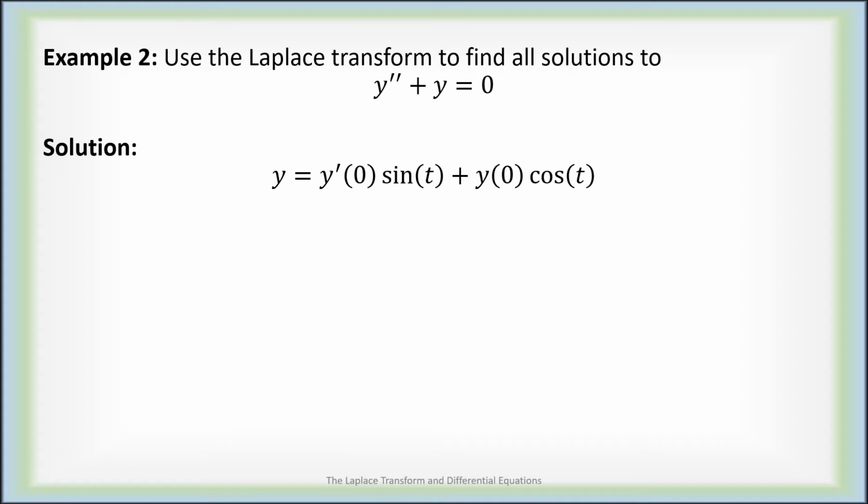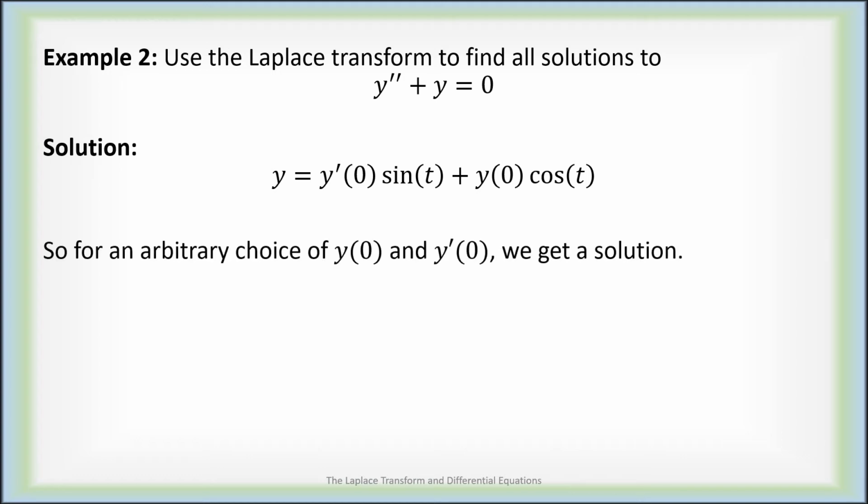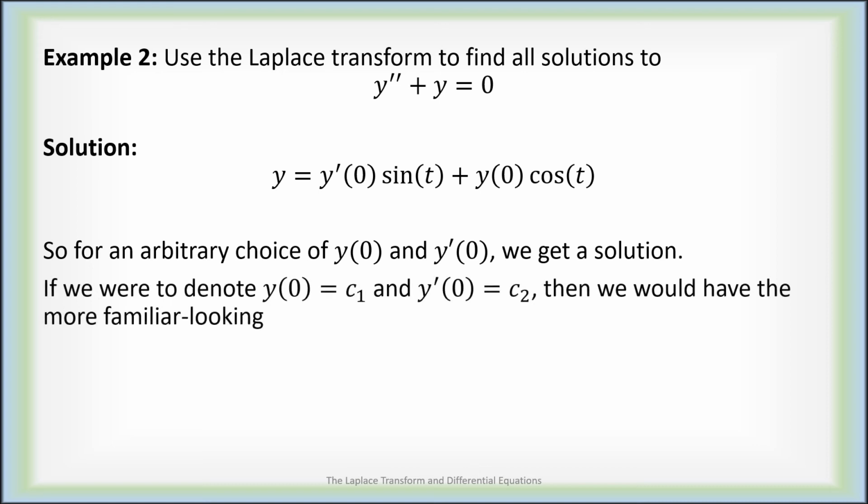So we've deduced that y, to be a solution of this differential equation, must be y prime of 0 times the sine of t plus y of 0 times the cosine of t. For an arbitrary choice, in other words, a choice of initial conditions of y of 0 and y prime of 0, we therefore get a solution. Now, if we simply denote y of 0 to be c1 and y prime of 0 to be c2, we can move this around a little bit and get the more familiar looking y is c1 cosine t plus c2 sine of t, which is what we would have gotten for a general solution if we used our earlier techniques of solving second order linear homogeneous differential equations with constant coefficients.